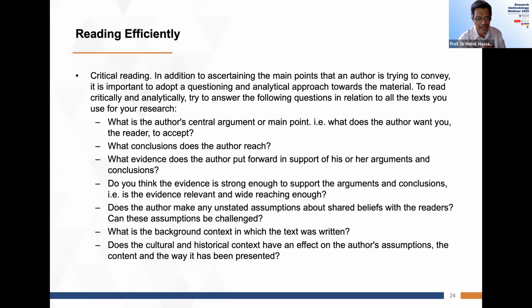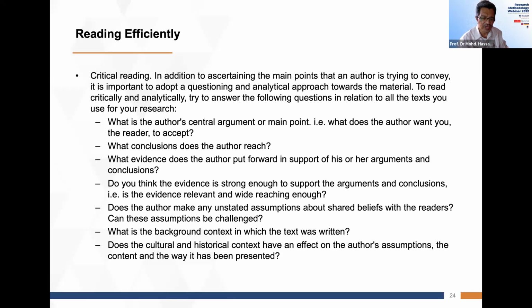Does the author make any unstated assumptions? For example, sometimes they may talk about shared belief with the readers. Are there any unstated assumptions that he did not mention there, but you try to pick up from there? And can these assumptions be challenged? Can you challenge the assumptions?